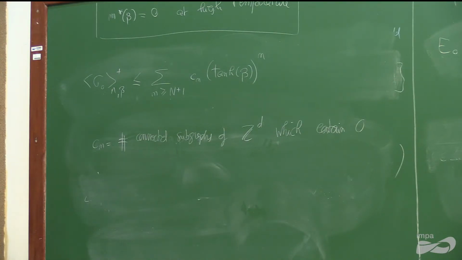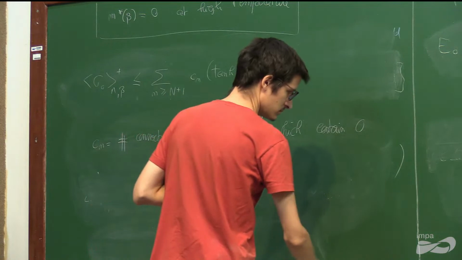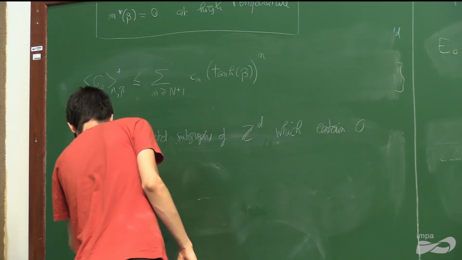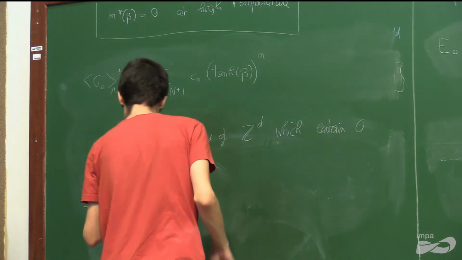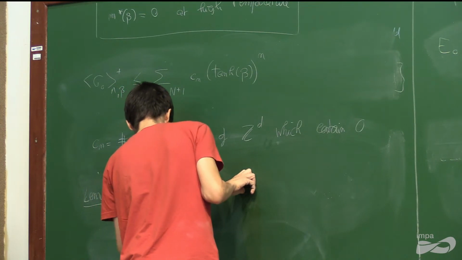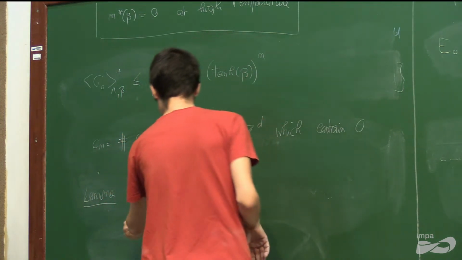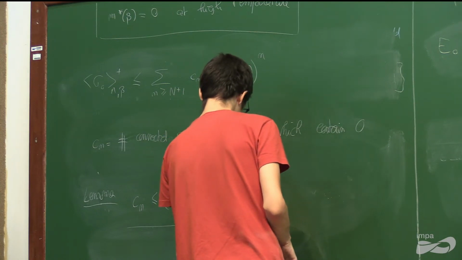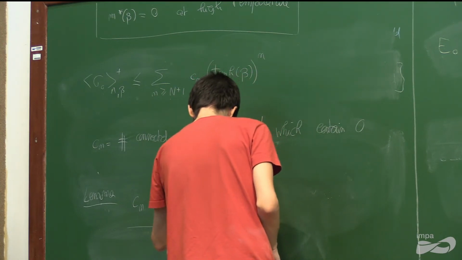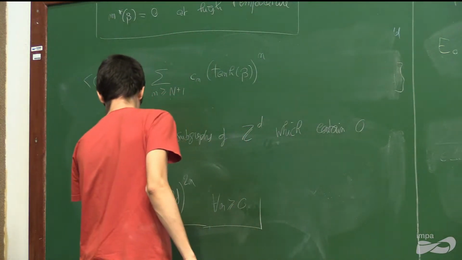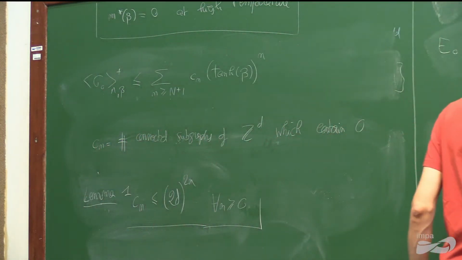So what we are going to prove, and this will be sufficient to conclude, is that Cn is smaller than (2d)^(2n) for all n larger than 0, I guess. Okay, so this is lemma 1. So how does lemma 1 allow us to conclude?